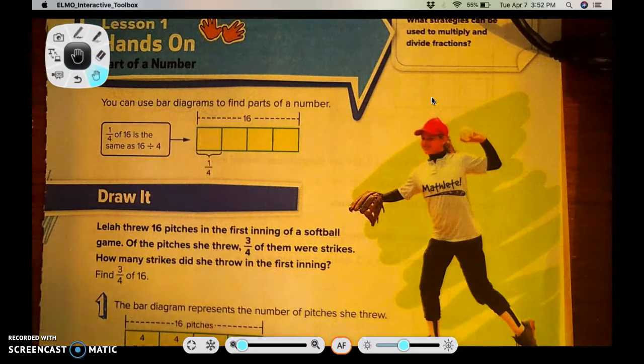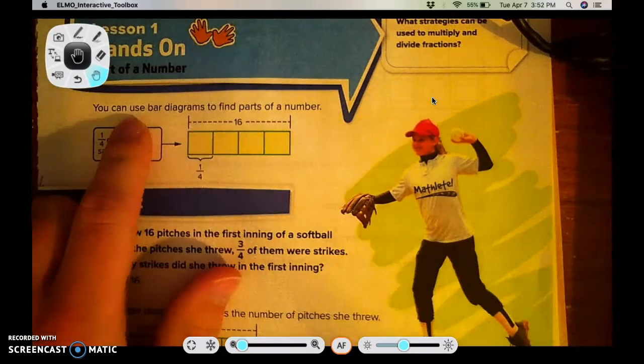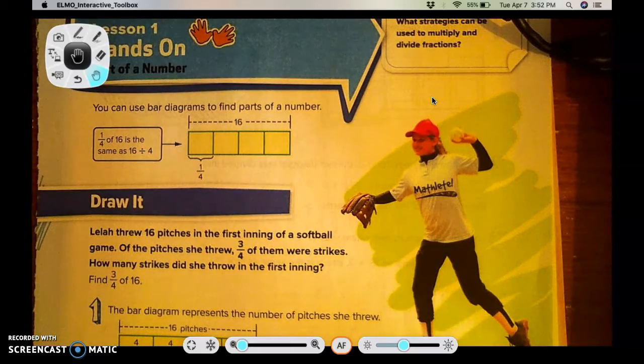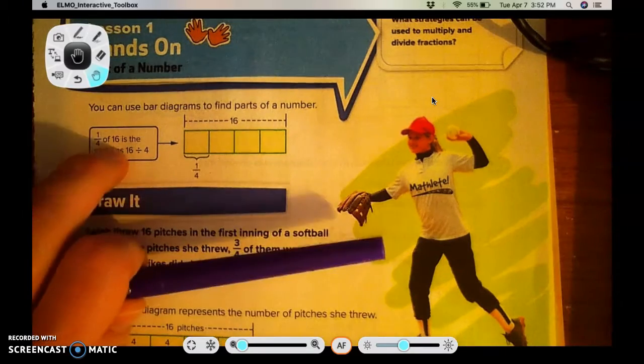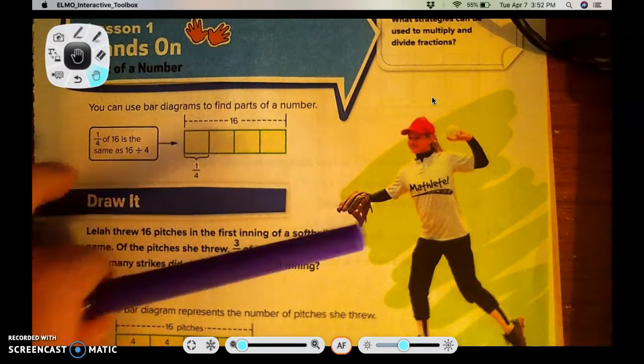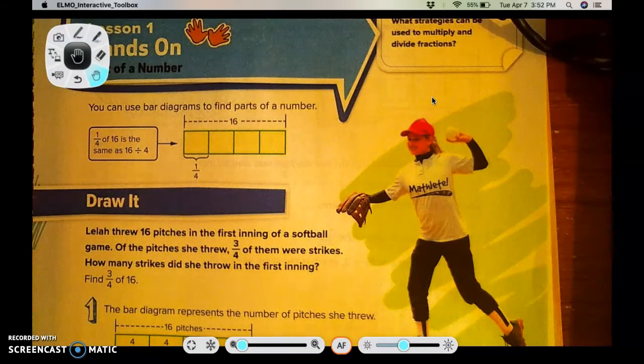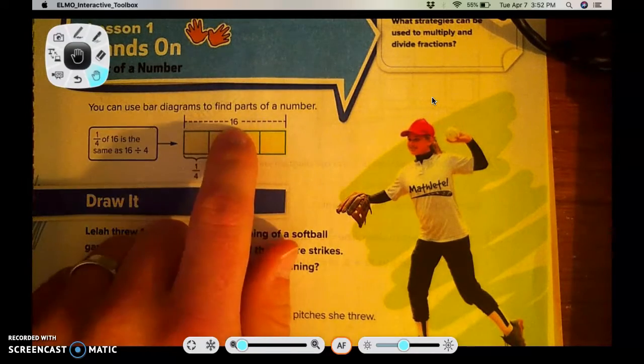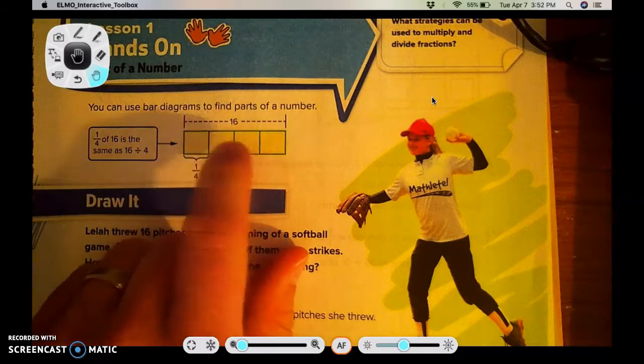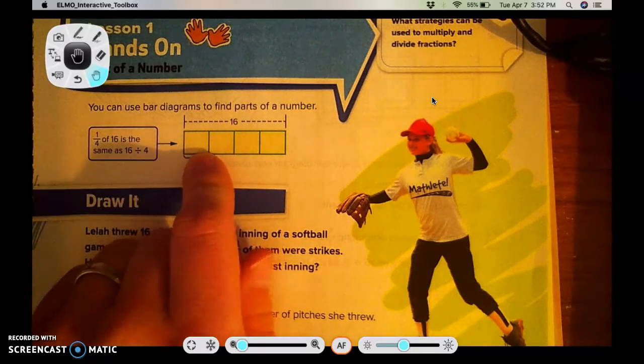Alright, let's go ahead and jump into chapter 10 where we are going to start multiplying and dividing by fractions. Up here it says you can use bar diagrams to find parts of a number. So we're going to take, for example, 16. Finding 1/4 of 16 is the same thing as saying 16 divided by 4. So we're taking 16 and splitting it into 4 equal parts to find 1/4 of it.